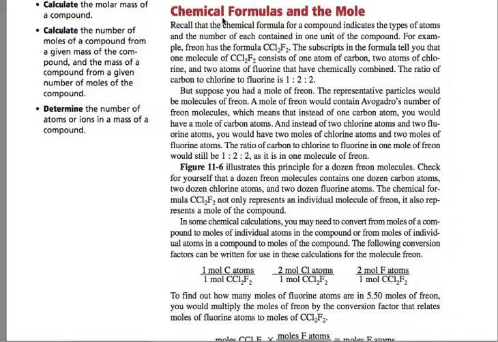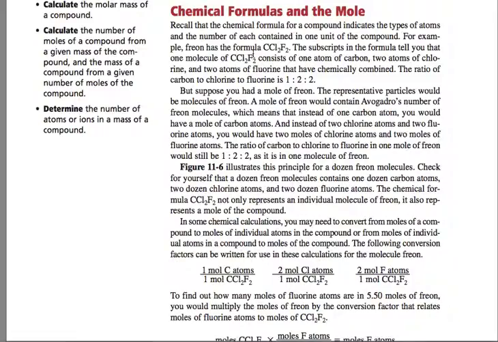I'm going to read that again. Recall that the chemical formula for a compound indicates the types of atoms and the number of each atom contained in one unit of the compound. For example, Freon has the formula CCl2F2. The subscripts in the formula tell you that 1 mole of CCl2F2 consists of 1 atom of carbon, 2 atoms of chlorine, and 2 atoms of fluorine that have chemically combined.